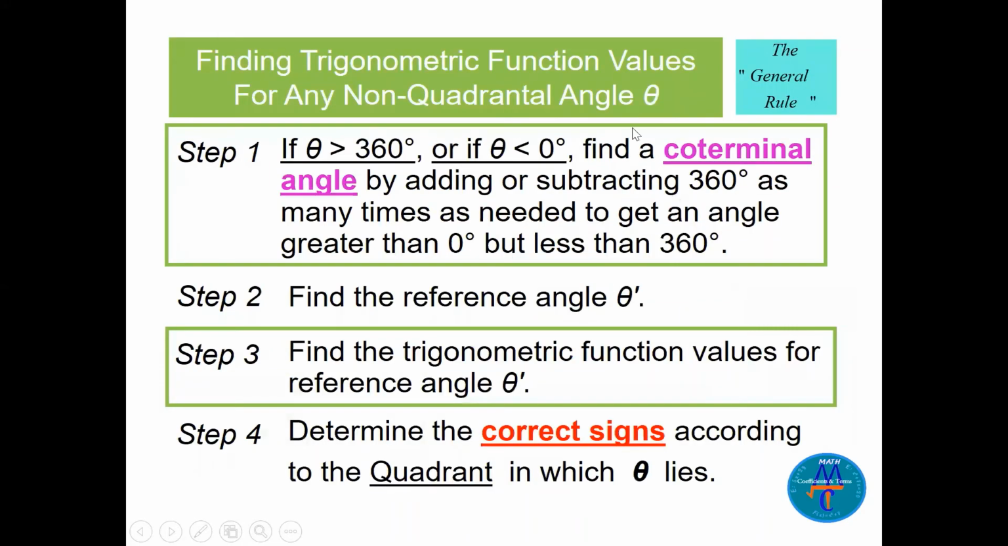This is the general rule here. I mentioned that the general rule is to just take a theta. If the theta is greater than 360 or less than 0, that means either very big or negative, find the coterminal. After that, you find the reference, theta prime or theta dash. Then you find the trigonometric function values of the reference. Then you choose the correct sign, according to the quadrant in which theta lies. Remember, the angle theta, the given one.